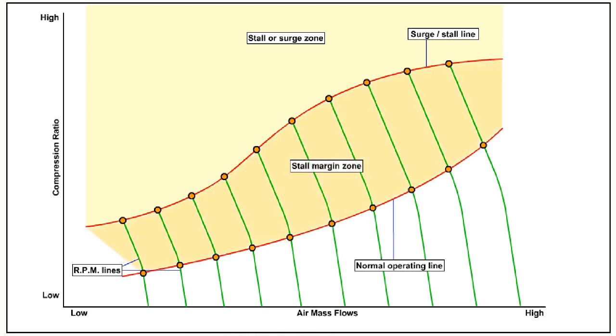There is a zone between the stall surge line and the normal operating line which is called the stall margin zone. This zone allows for the compressor efficiency reducing throughout its working life, and the inevitable fluctuations which occur in the atmosphere and in the engine fuel system management.